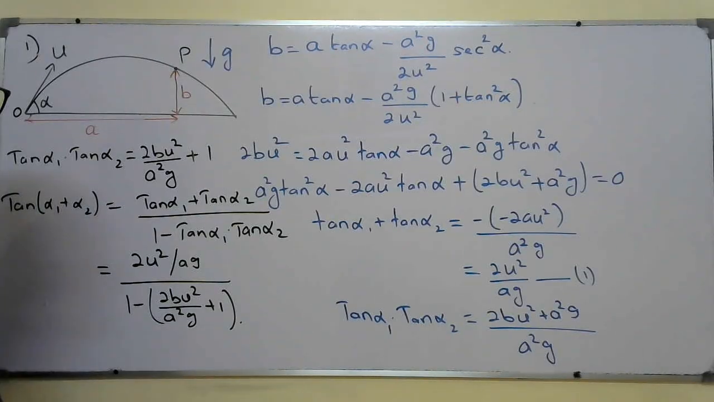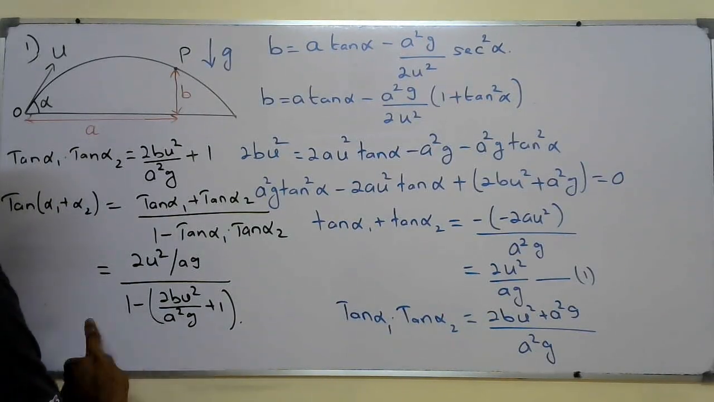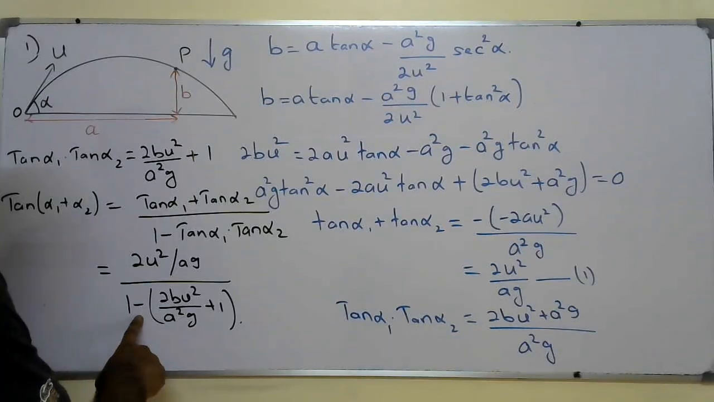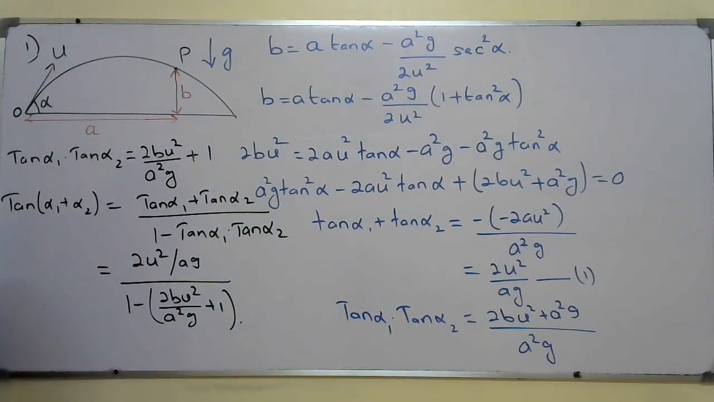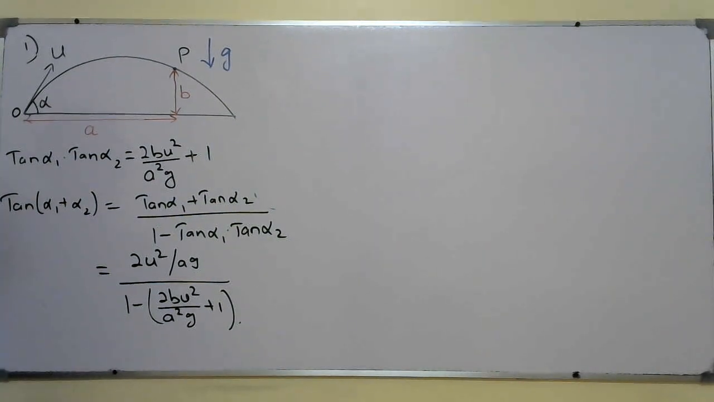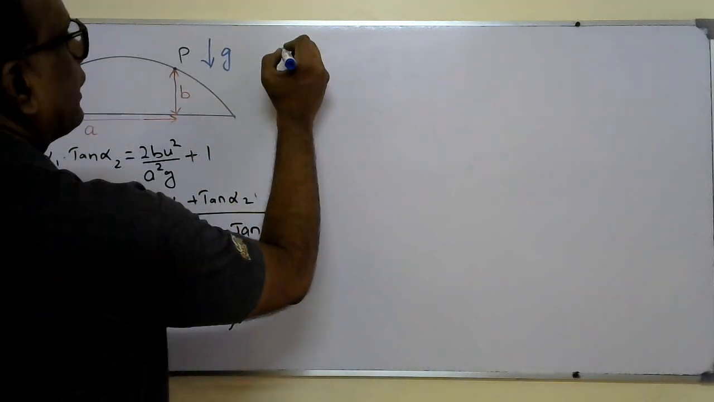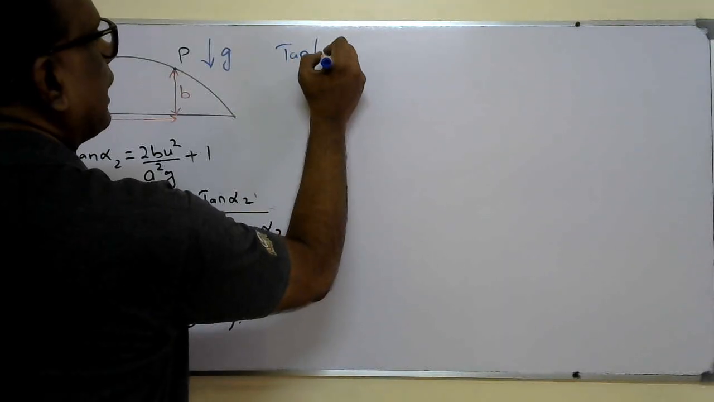So here minus 1, that will get cancelled. Here minus there, so we'll rearrange it. I'll erase that side. Okay, so if I continue, tan alpha 1 plus tan alpha 1 plus alpha 2.